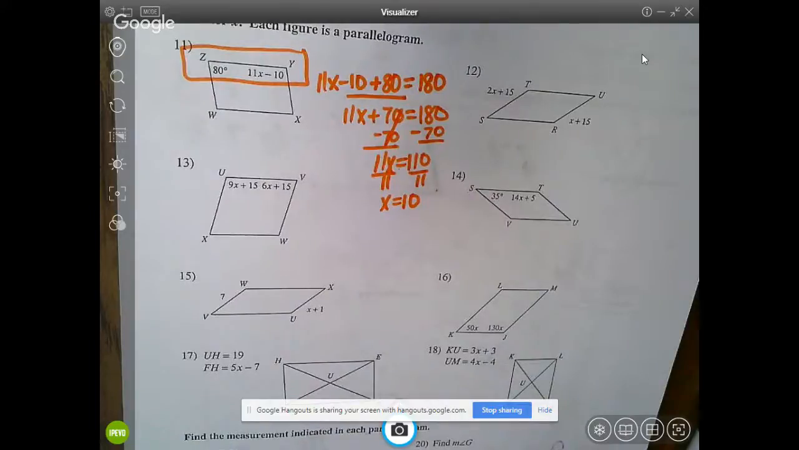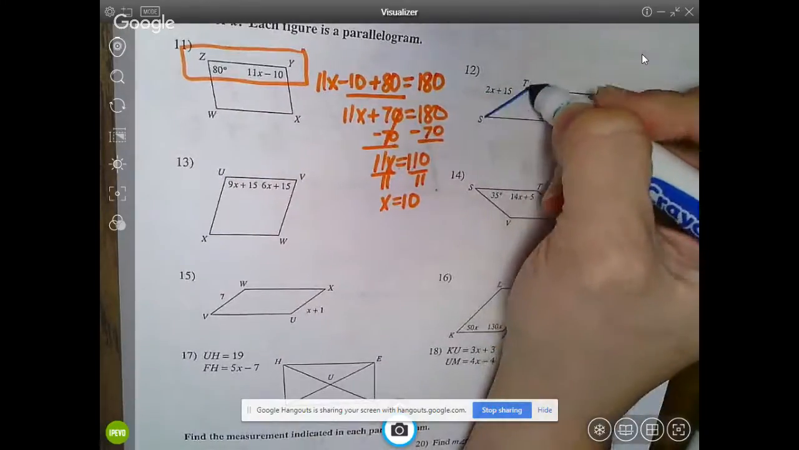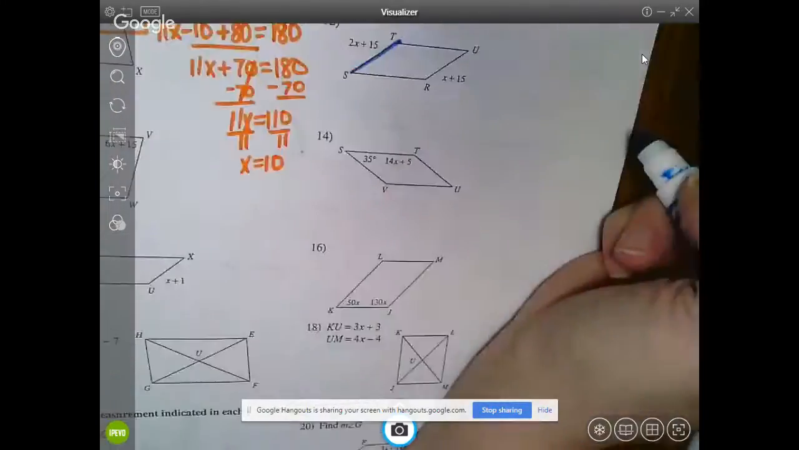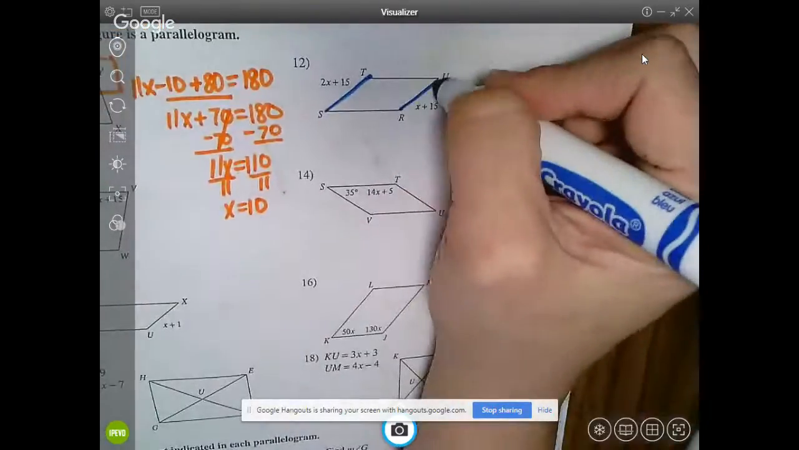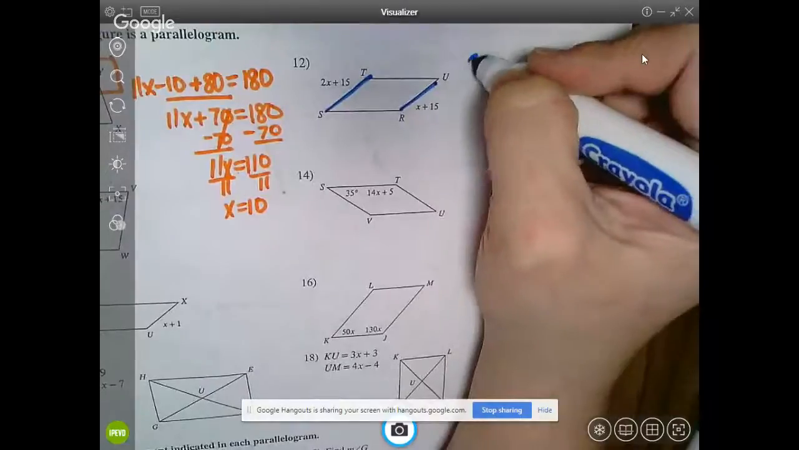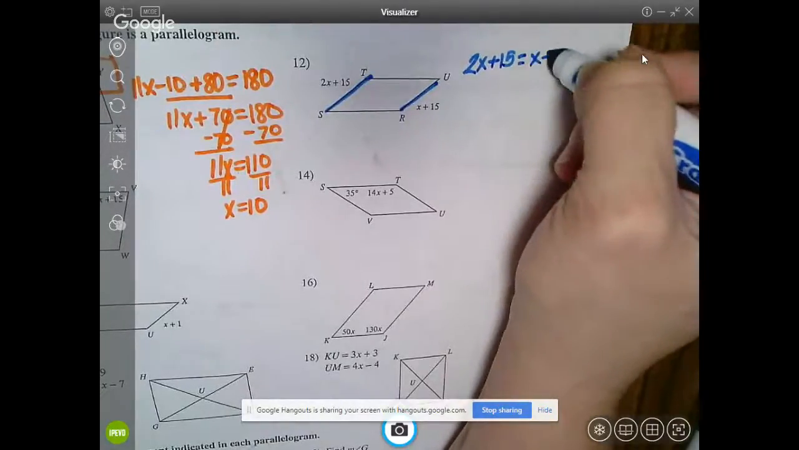Okay. Now, this next problem is kind of tricky. Is it saying that for the line or for the angle? The line. So it's saying that this side is 2x plus 15, and the other side is x plus 15. So they're equal.